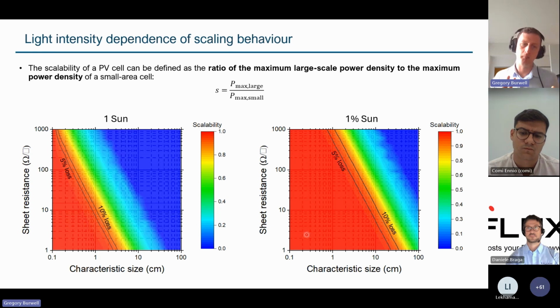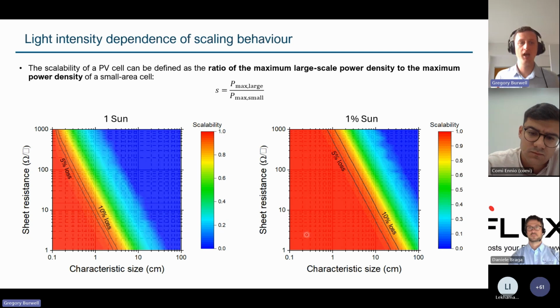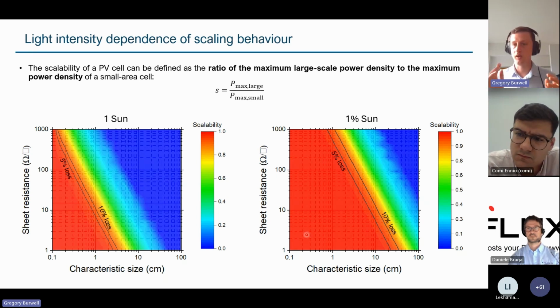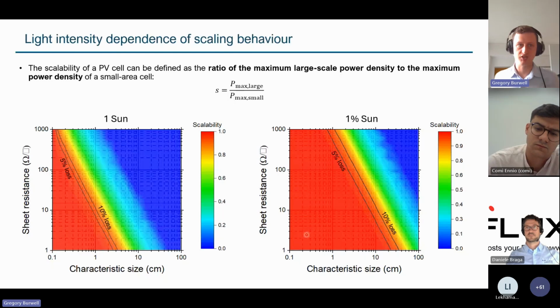And we can track, with different sheet resistances in that device, at what point we get 10% or 5% losses as we go to larger characteristic size, the side length of the device. And what we can see, which is somewhat intuitive, is that at higher radiances, closer to 1 sun conditions, you can only afford a smaller device. However, if you scale that up with lower radiance, with 1% sun, you can make much larger devices without suffering the same series resistor loss.